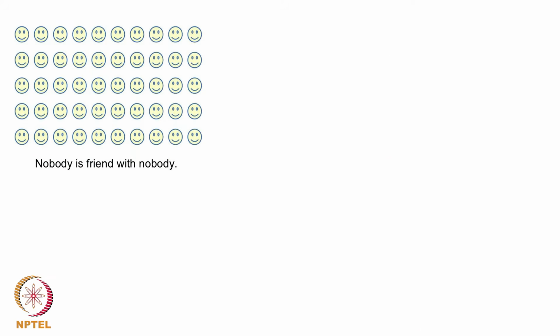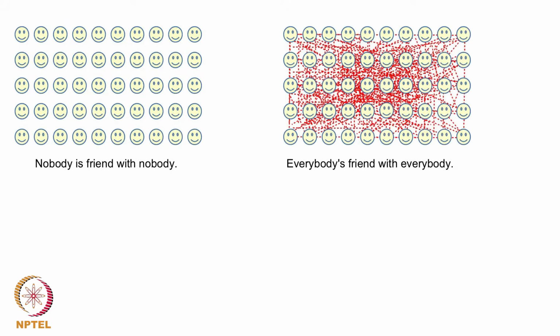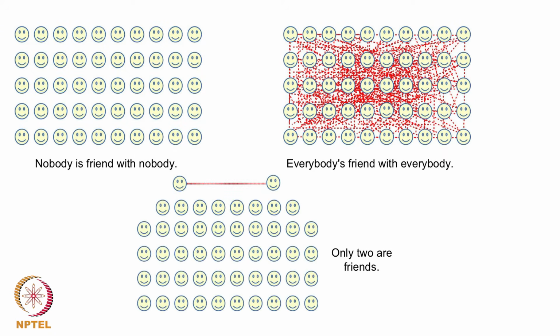By that I mean, look at this. This is one possible friendship where nobody is friends with each other. The other possibility is all of them are friends with each other. Other possibilities, there are only these two friends, rest are not friends, and so on and so forth. If I go on enumerating all possible graphs on 50 nodes, how many will I get?